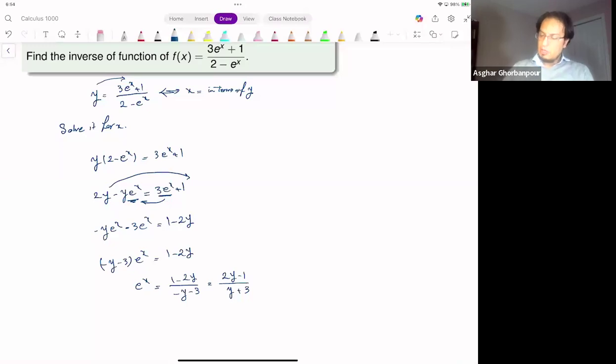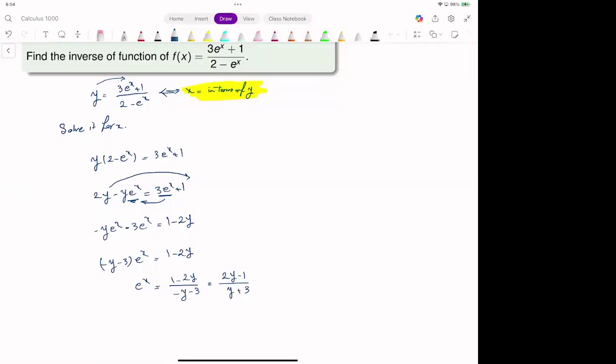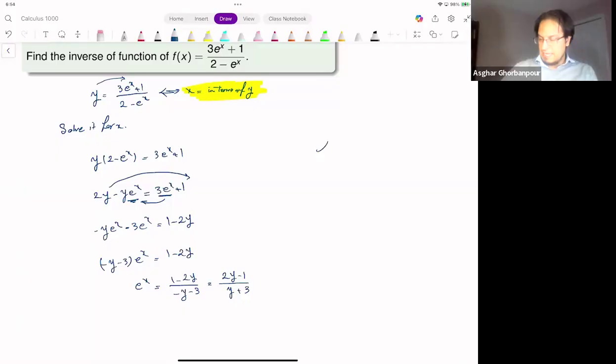I have to write x in terms of y. This is e to the power x. How do I get rid of e to the power x? In other words, if I have e to the power x, what operation will give me x back? Can anyone tell us that one? Is it ln? Ln. And why is that?